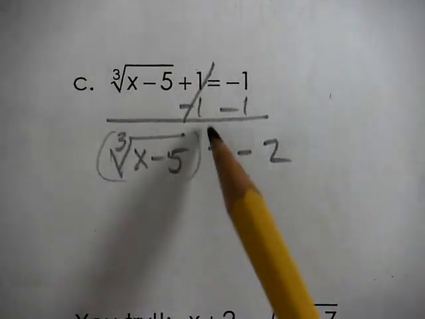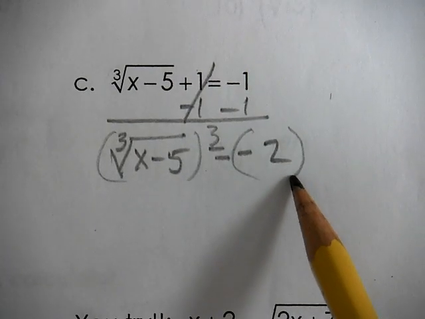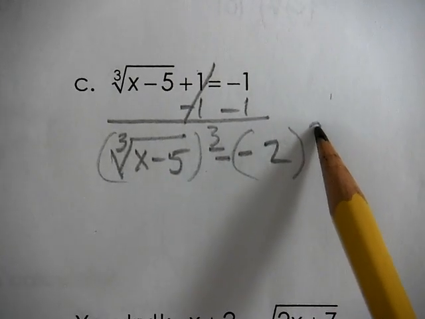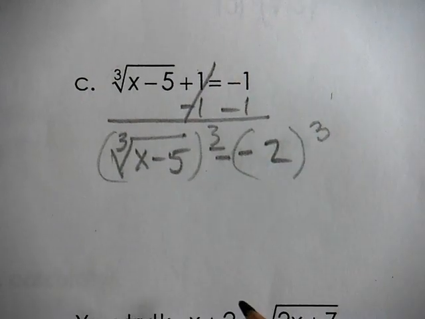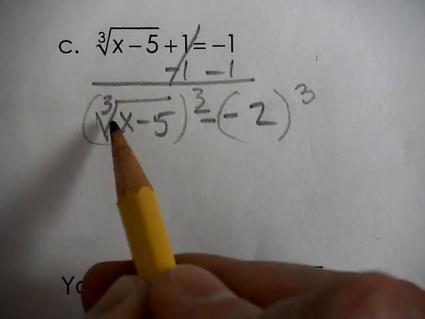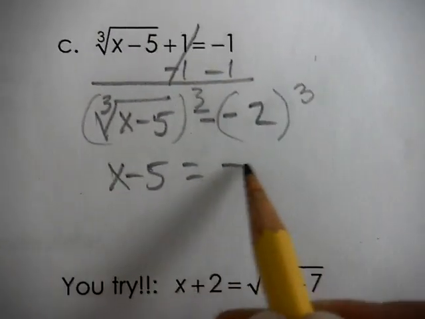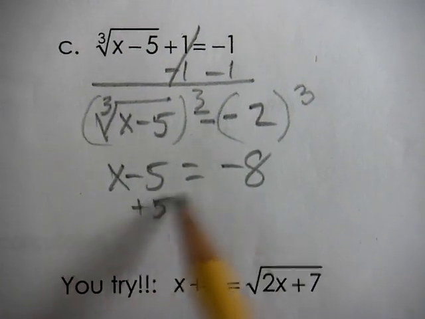So I'm going to raise this to the third power. And I have to use parentheses this time on this side because I want the negative to be affected also, even though it doesn't really change the result. We're cubing, so you get what's inside, and this gives you negative 8.